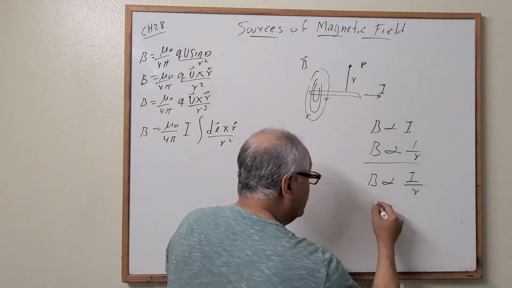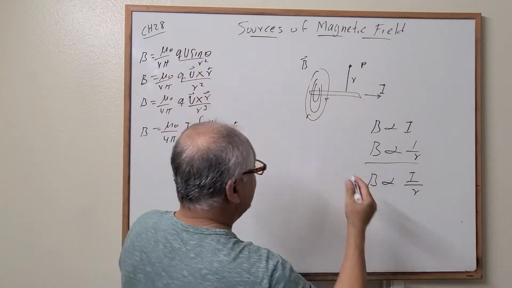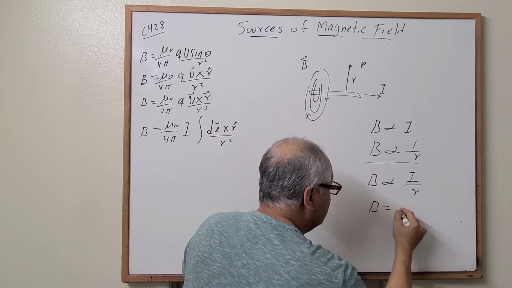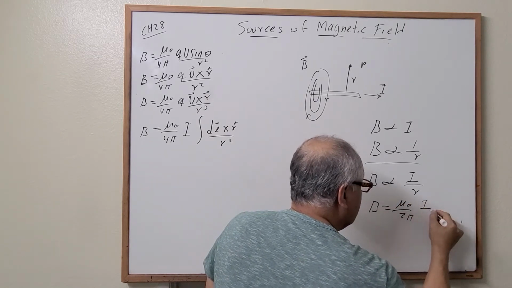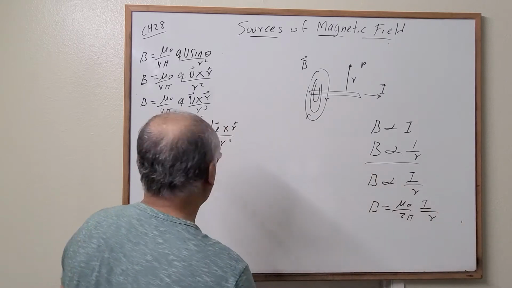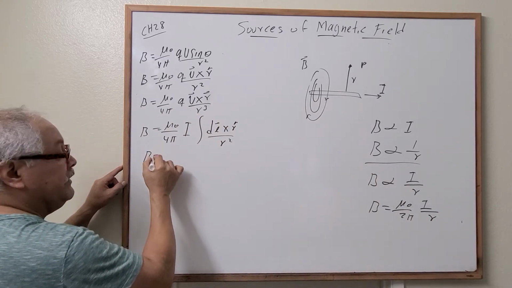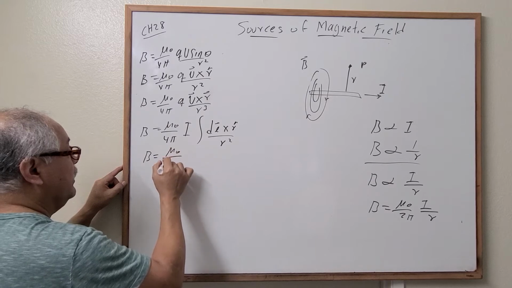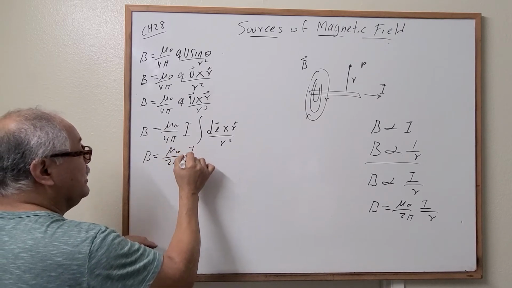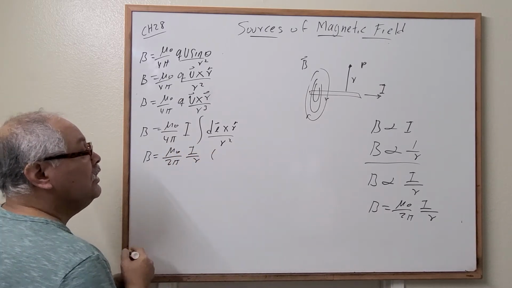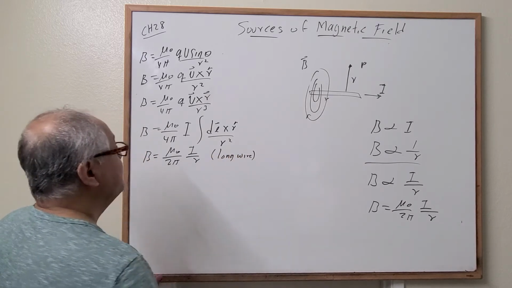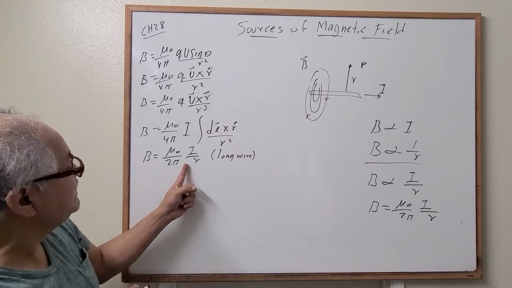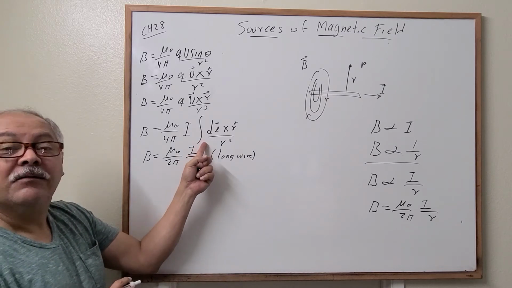Okay, and the new constant is going to be the same thing as before. So we have B, the magnetic field, equals mu naught over 2 pi times current divided by R. Okay, so we have this equation, mu naught over 2 pi current divided by R. This is for a long wire, right? For a long wire.